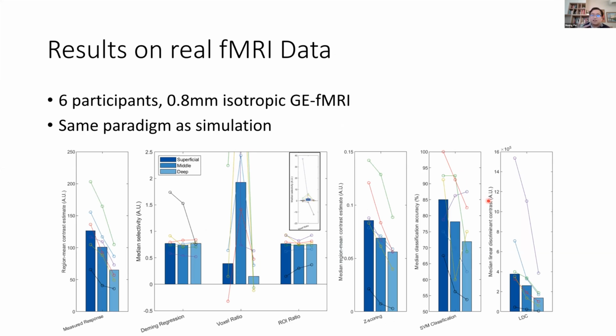So we now applied the 6 methods to our real fMRI data set. You can see that our raw data has nice laminar bias, but when we apply Deming regression or ROI ratio, they both show very nice horizontal profiles. Whereas voxel ratio is highly unstable, as you can see from the inset, it's extremely unstable and definitely should not be used to analyze laminar data.